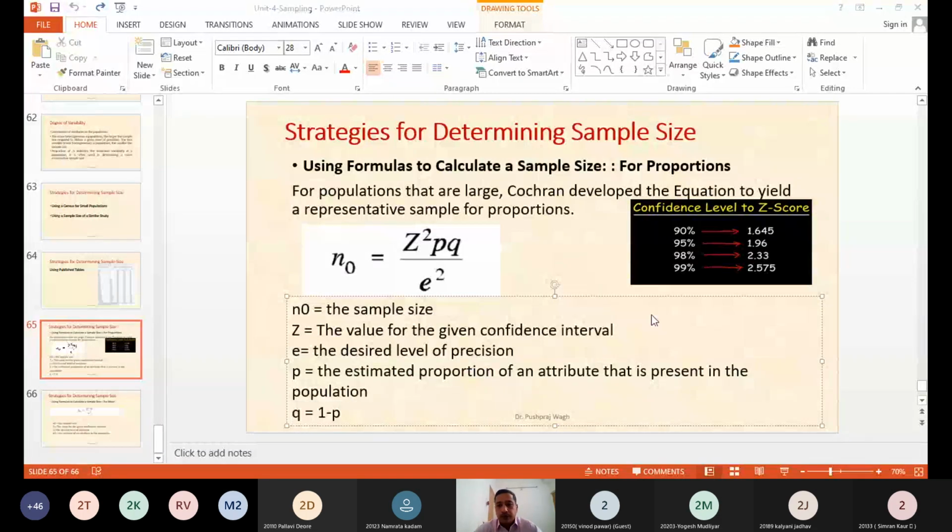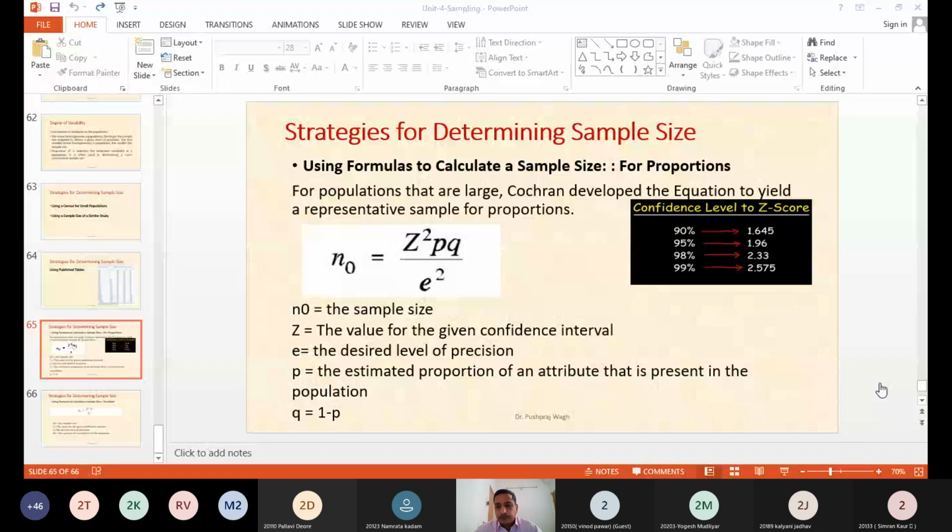Are you understanding this? Yogesh, Pooja, Kalyani, have you understood this formula?